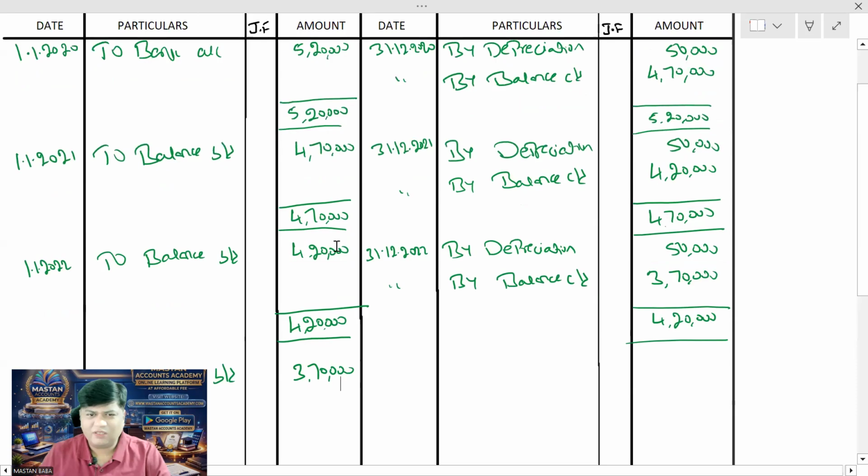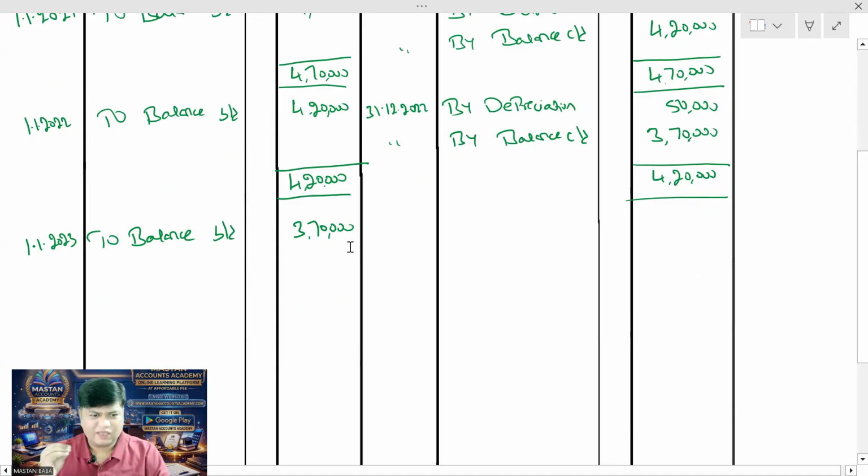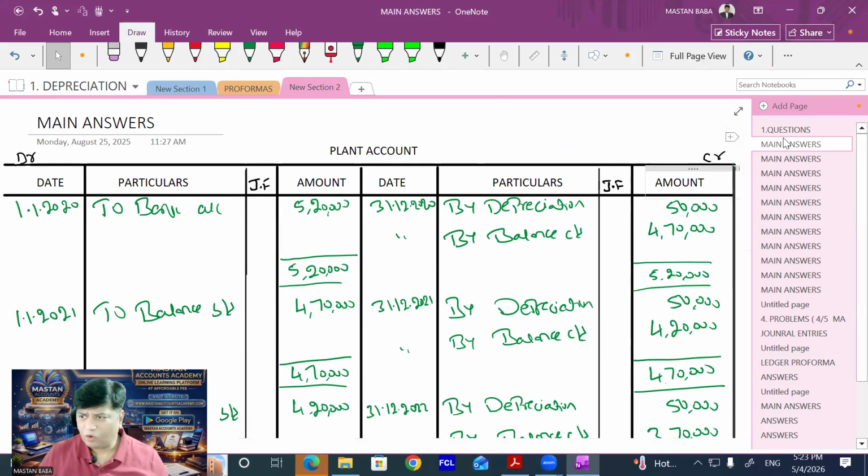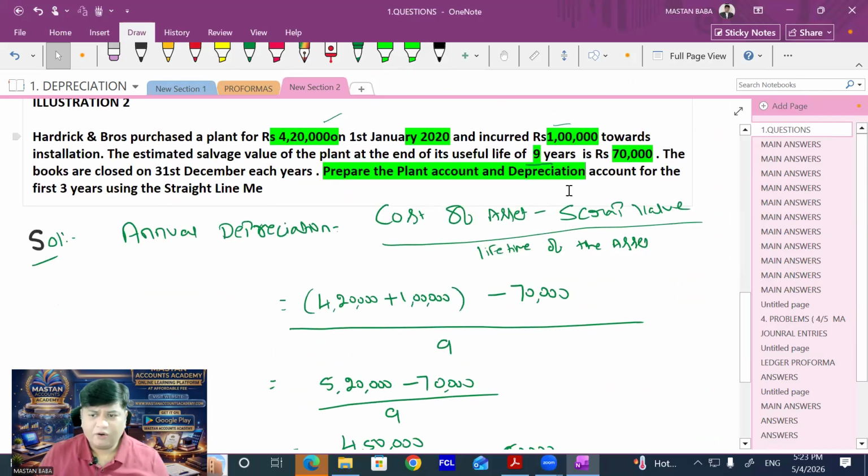So this is very simple. To bank 5,20,000 and we credit the asset with the annual depreciation of 50,000. Same figures we have taken, annual depreciation 50,000, 50,000, 50,000, and we balance the asset as we discussed in first year classes. Okay? So dear students, the plant account is completed. What was the next point they asked me? They asked us to prepare plant account and depreciation account.